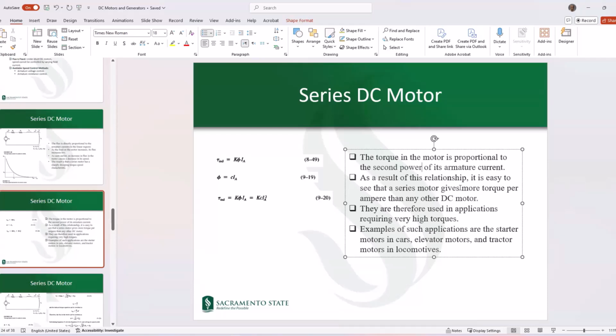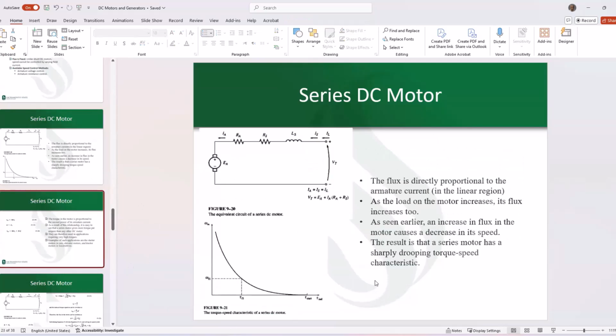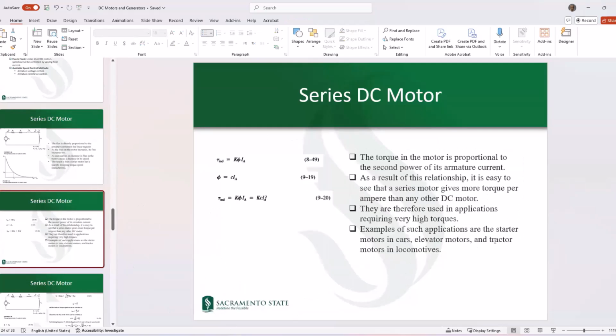So this is one of the properties of motors that people in industry use to compare different types of motor. One of those would be the motor torque per ampere, how much torque can be provided through a certain ampere. You can see that this value is quite high for a series motor. They're therefore used in applications that require high torques, as we saw in here. Examples of such applications are the starter motors in cars, elevator motors, and traction motors in locomotives.